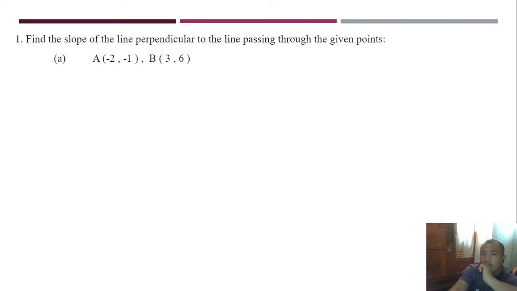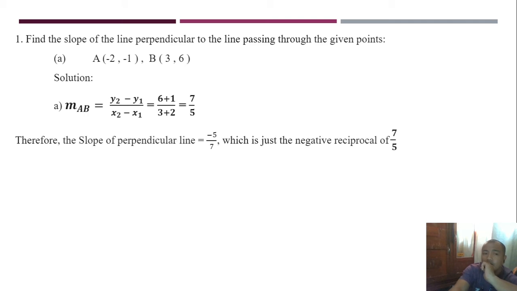Let's have another set of problems. Find the slope of a line perpendicular to the line passing through the given points. First, we solve the slope, which is 7 over 5: (6 plus 1) over (3 plus 2). Therefore, the slope of the perpendicular line is equal to -5 over 7, which is just the negative reciprocal of 7 over 5.